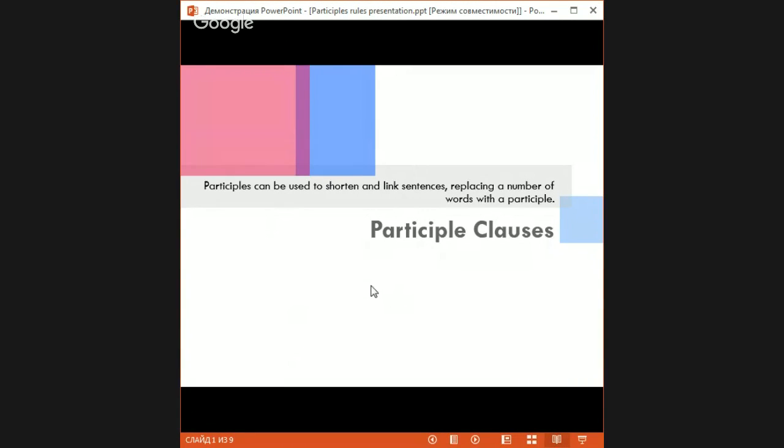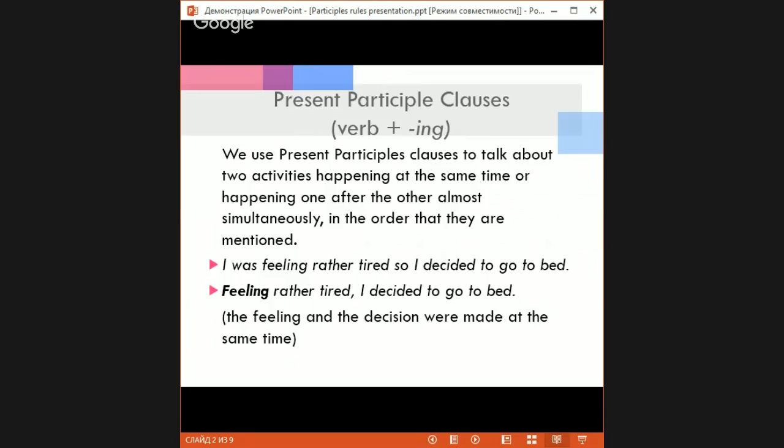So, as I said at the beginning, participles can be used to shorten and link sentences, replacing a number of words with a participle. How do we form a present participle clause? We use a verb with an -ing ending. If we look at the example, a usual sentence: I was feeling rather tired, so I decided to go to bed. Feeling rather tired, I decided to go to bed.